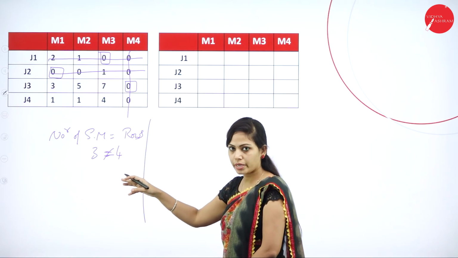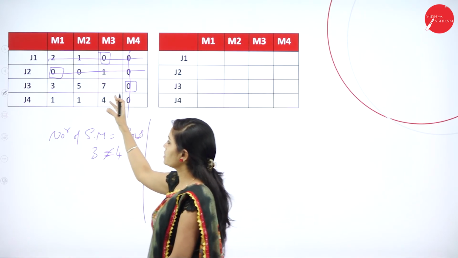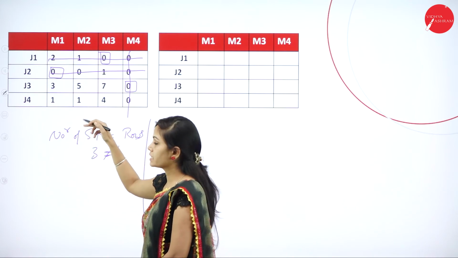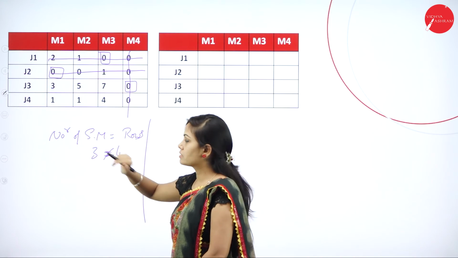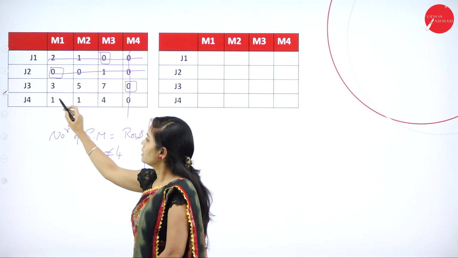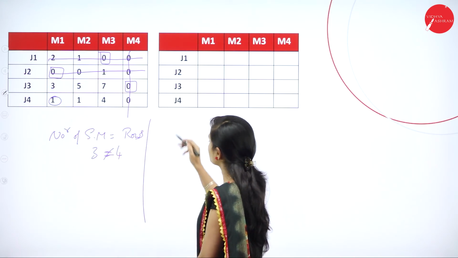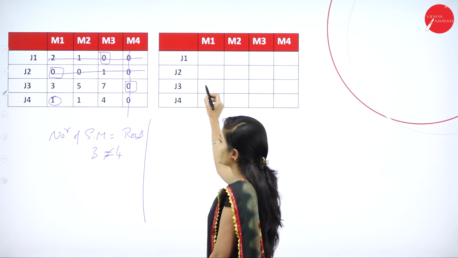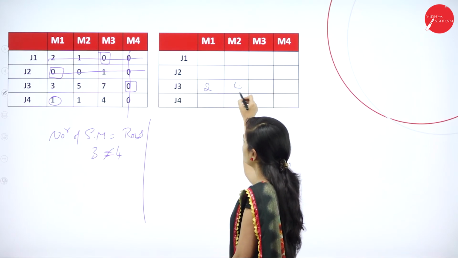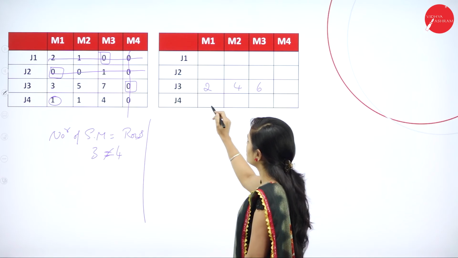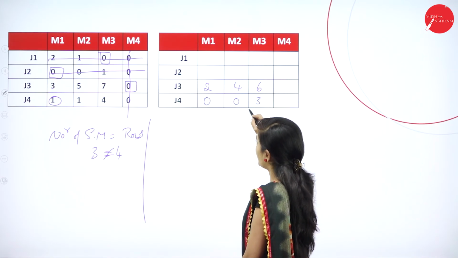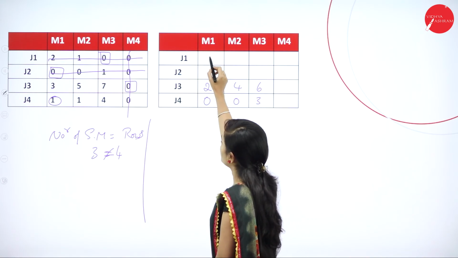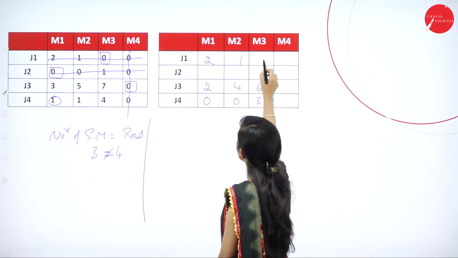If it is not a square matrix, you find the least value out of the undeleted cells. These are the undeleted cells and these are the deleted cells. Out of these undeleted cells, 1 is the least value. So subtract it from the other values. 3 minus 1 is 2. 5 minus 1, 7 minus 1. 1 minus 1, 1 minus 1. 4 minus 1 is 3. And the remaining values are 2, 1, 0.